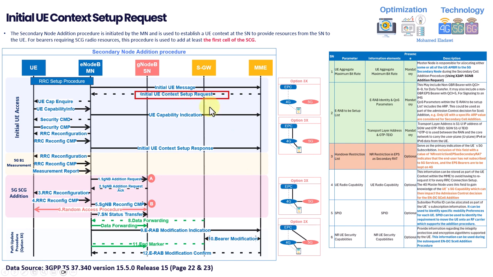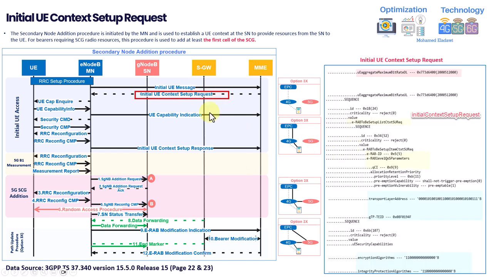So this is actually the initial context setup request. If you look into the message content, as you can see in the right figure here, it is the same. For example, you find this E-RAB to be setup list. This is from the logs, and you find, for example, here giving the QCI 9, and this is the priority level. You have the ARP information. You have the transport layer address, which is the serving gateway IP, and also you have other security and other information. So this is the initial context setup request.